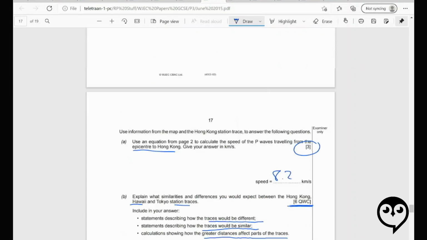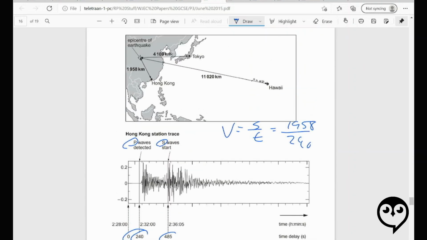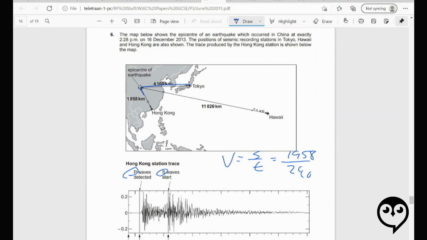Okay, well, that's easy. So how would they all be similar? What would be similar about all 3 of these stations? Okay, I'm going to write it up here. I'm going to say the similarities are going to be that the P comes first, then the S waves. Yeah, there'll be a delay between the P and the S waves.